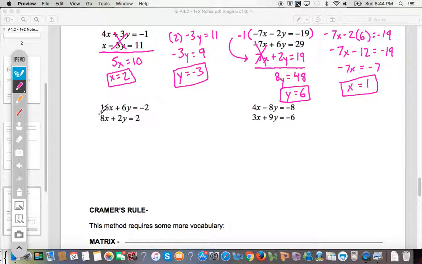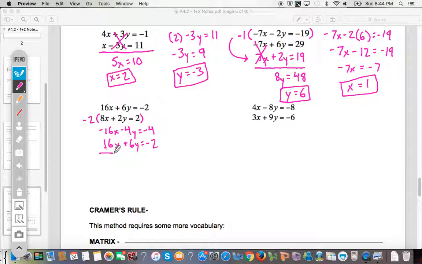I will multiply this one by negative 2. Okay, and I'll just write it right below. So I have negative 16x minus 4y equals negative 4. And I'll take this top equation and I'll just put it right underneath. So I have 16x plus 6y equals negative 2.